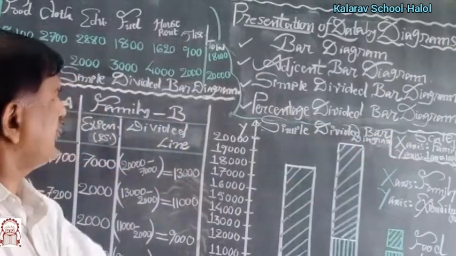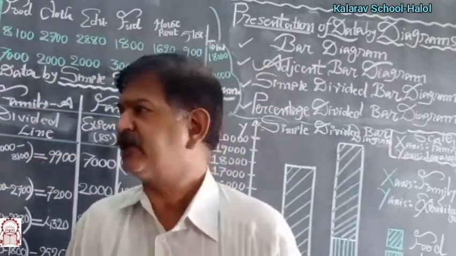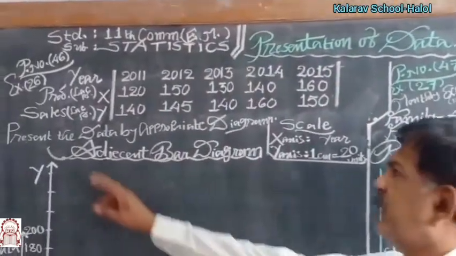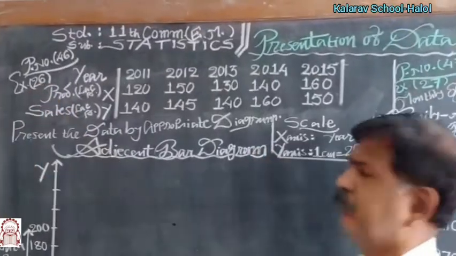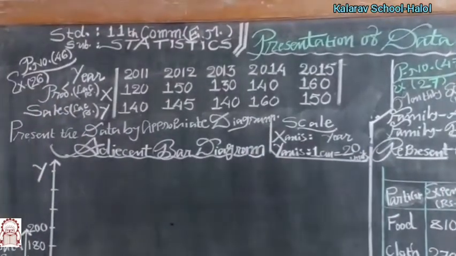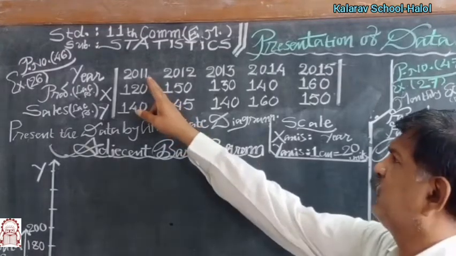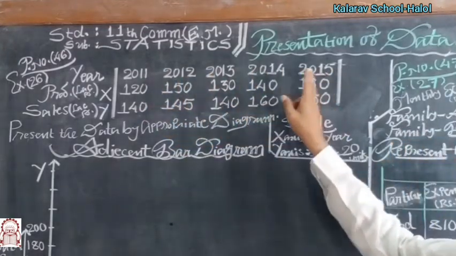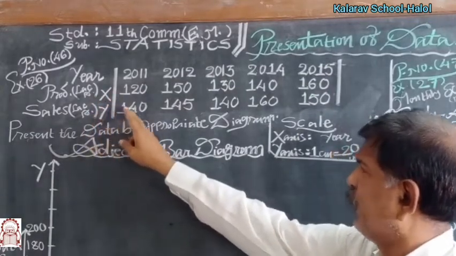Today we are going to see two examples. First of all, the bar and adjacent bar diagram. See example number 26 on page number 46 in our textbook. Data are given for the years 2011, 2012 up to 2015: production in lakh of rupees and sales in lakh of rupees.